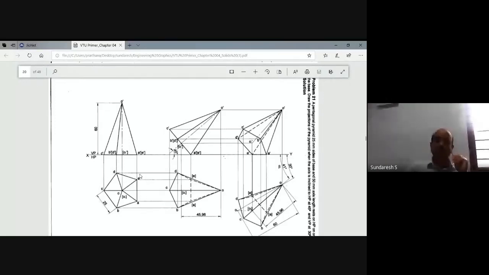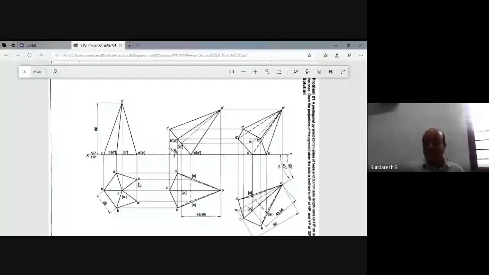In the top view, you construct a pentagon first. Construct a pentagon of 25 millimeter side such that one of the edges of the base is parallel to your line. This is how they have constructed the pentagon here: A, B, C, D, E. This corresponds to the base of the pentagonal pyramid, where A and E correspond to the base edge which is resting on HP.